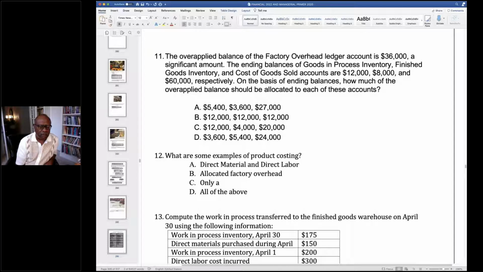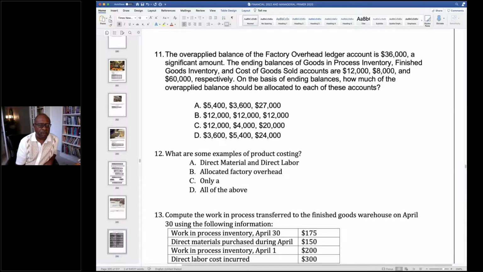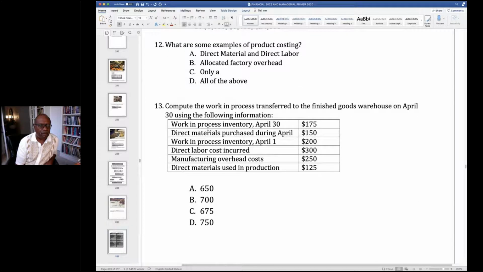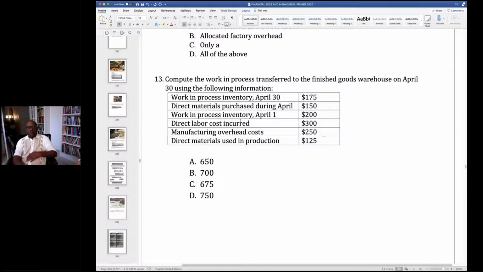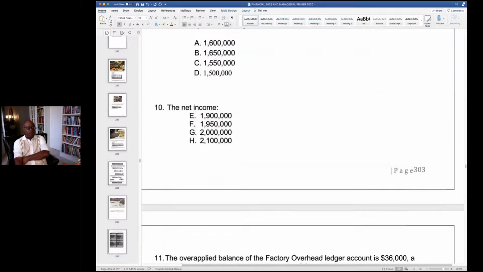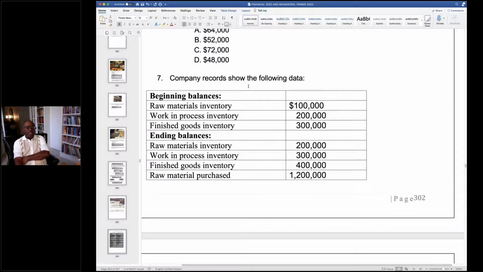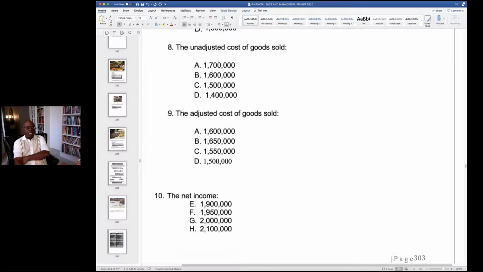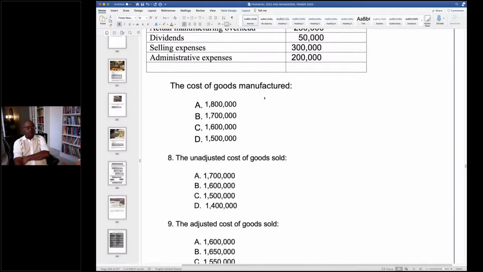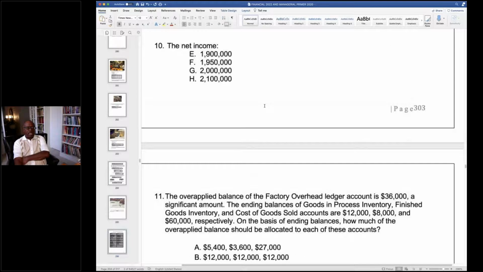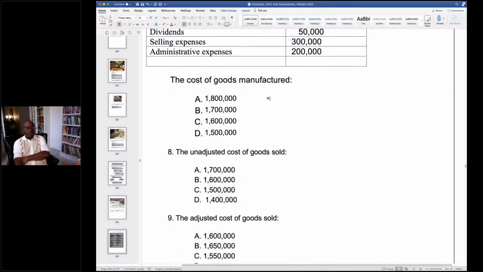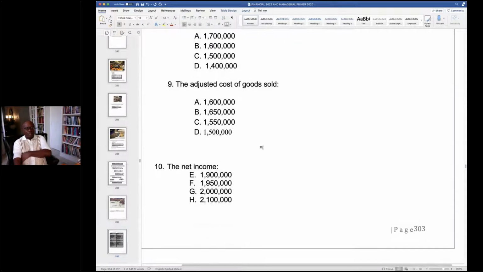Then team 4, 11, 5, 12, 6, 13. Okay? But it's very important for every team to look at this, cut the data, and then answer these questions for 8, 9, 10 that relate to that. Where you have to come up with cost of goods manufactured, unadjusted cost of goods sold, adjusted cost of goods sold, and then the net income. Okay? Are there any questions?